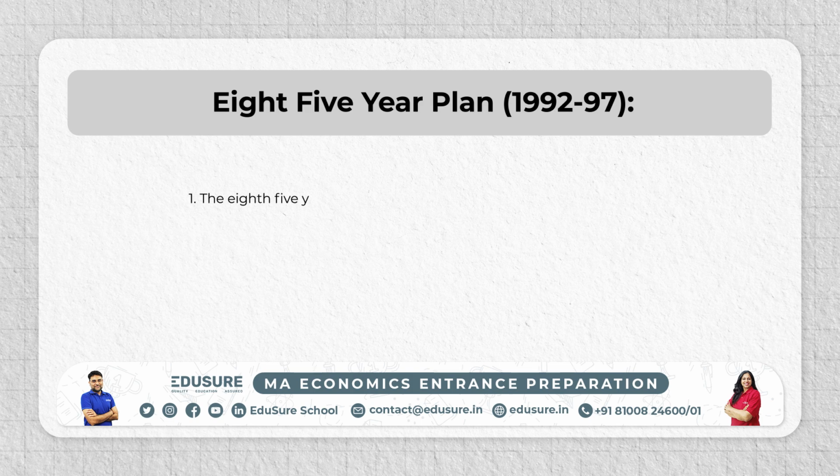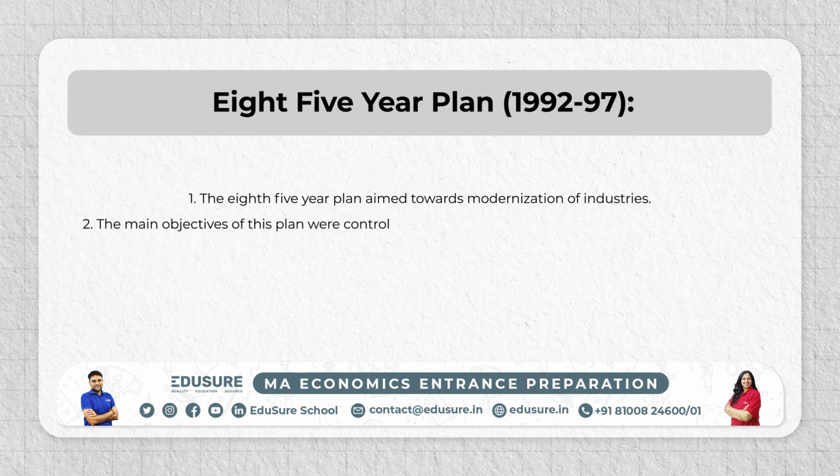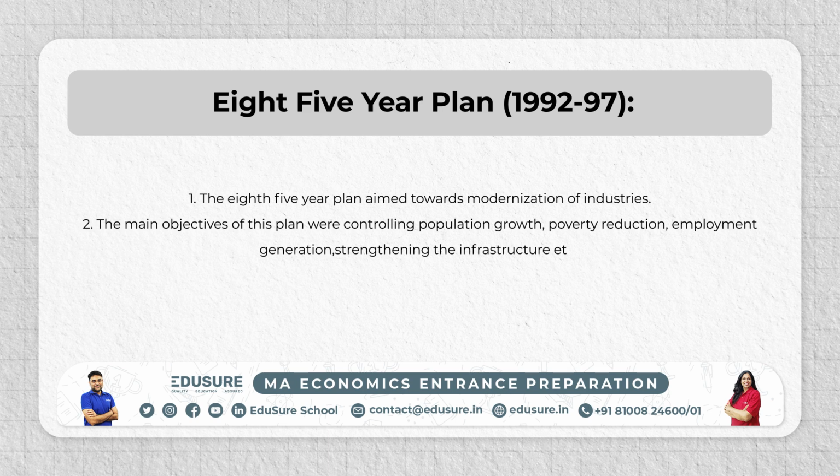Eighth Five-Year Plan, 1992 to 1997. The Eighth Five-Year Plan aimed towards modernization of industry. The main objectives of this plan were controlling population growth, poverty reduction, employment regeneration, strengthening the infrastructure, etc. The target growth rate was 5.6% and the actual growth rate was 6.8%.